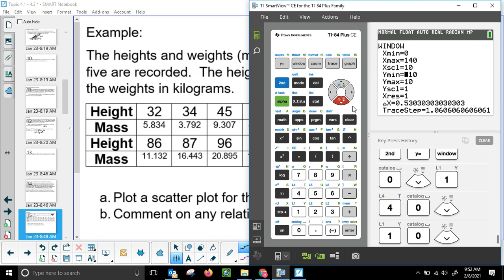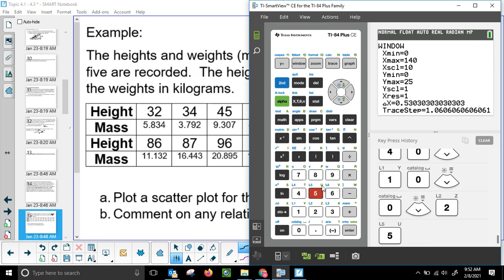All right, my Y's, my lowest Y is 3 point something. We can just go from 0. My largest Y is 20.895. So we could say 25 if we wanted.